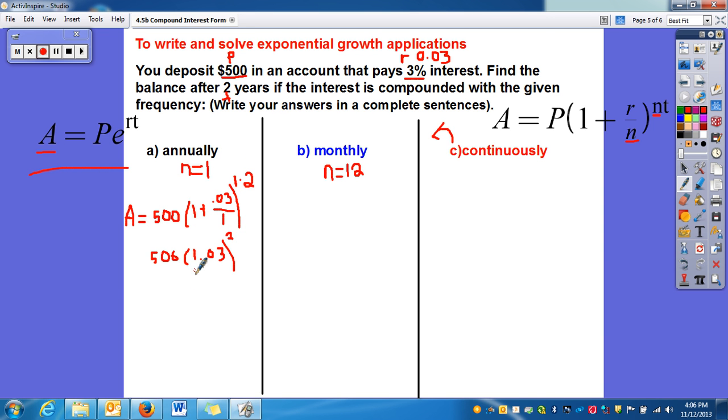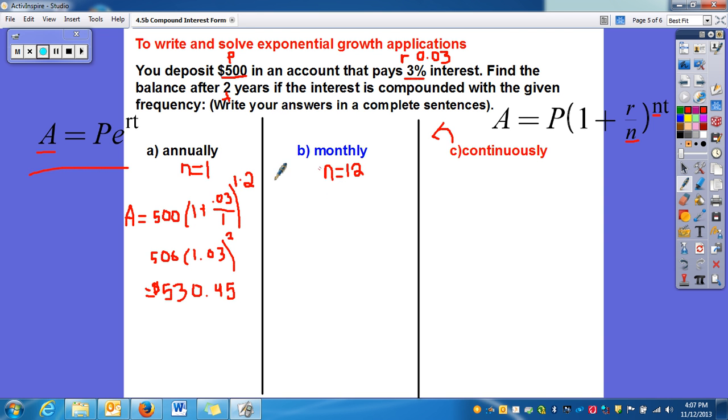And then I'm going to calculate all this out. So you might want to have your calculator handy or your phone. And 1.03. And I'm going to square that, order of operations, and I take it times 500. And I get $530.45. And you want 2 decimals since it's money.